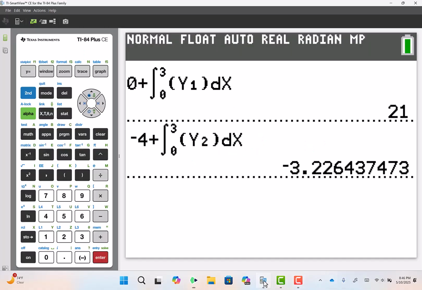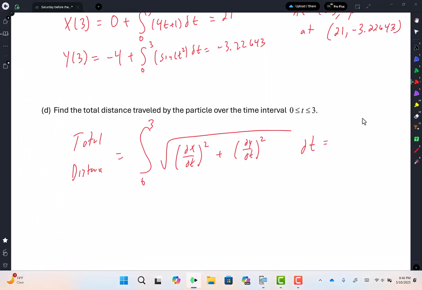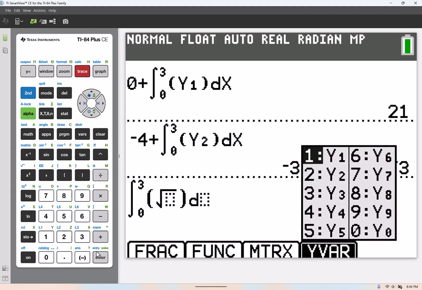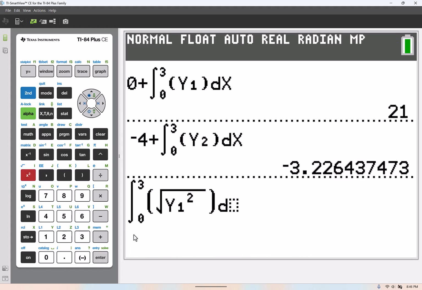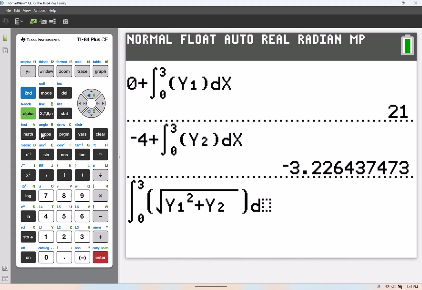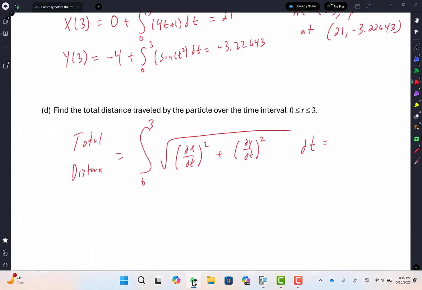So here we go. Math number 9, 0 to 3, come back in there. I'm going to go second square root, alpha trace y1 squared, plus alpha trace y2, because that's your dy dt. Put a square on it, and just put an x right here. Push enter. And there it is, 21.0911.